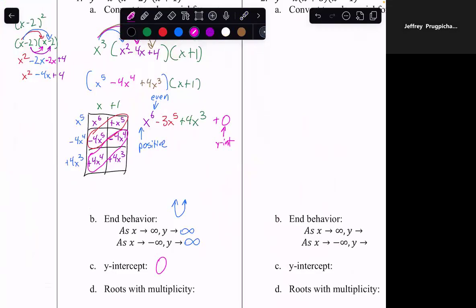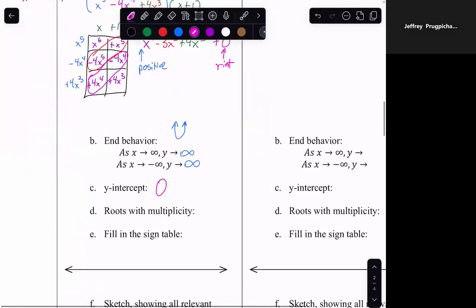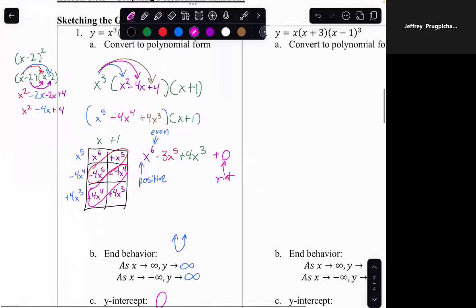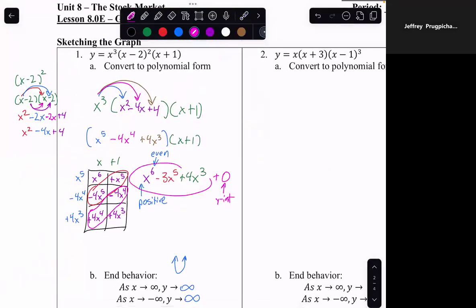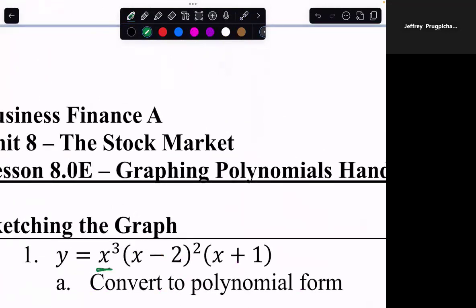Okay, now for part D, roots with multiplicity. Sorry, I actually changed my mind about how we're going to do this after I already printed. So we're going to skip part E so you can write in that space if you need. But for the roots with multiplicity, we don't want the polynomial form. We want to go back to the factored form.